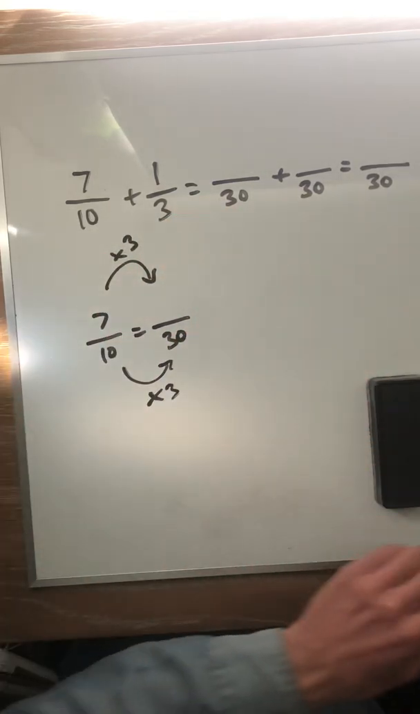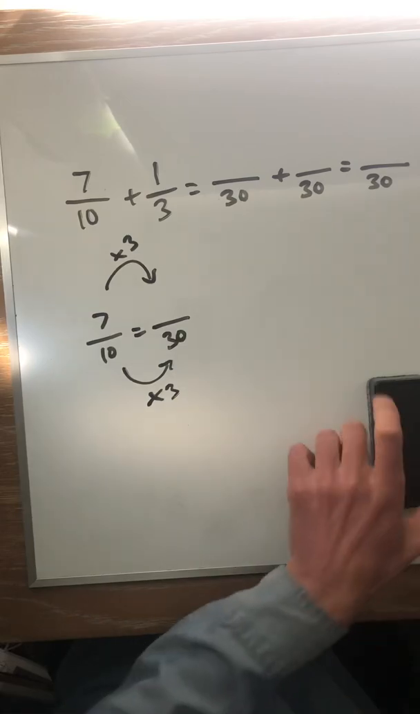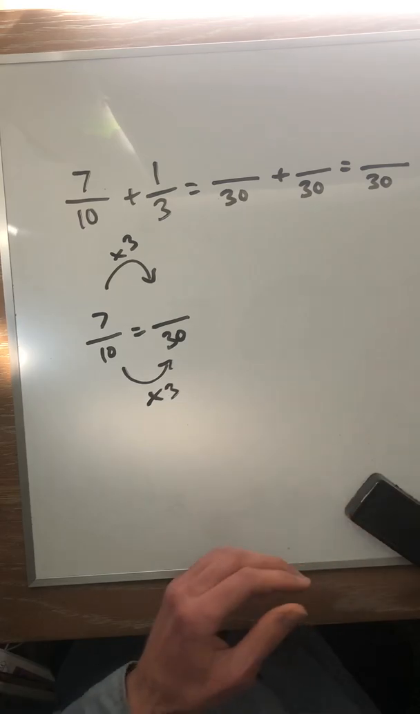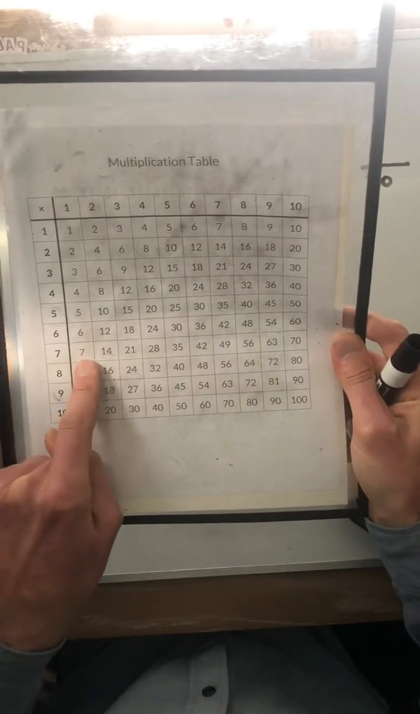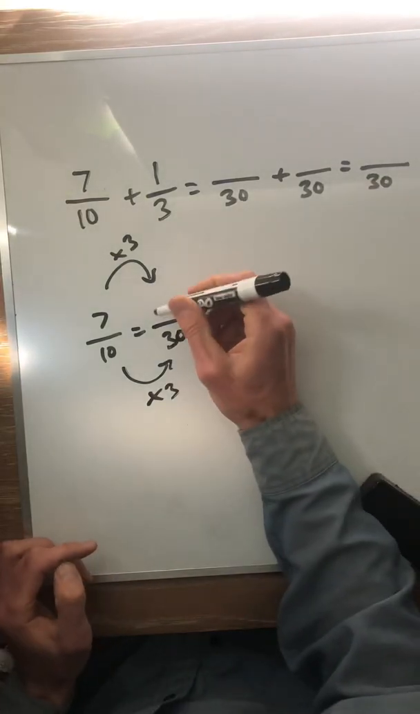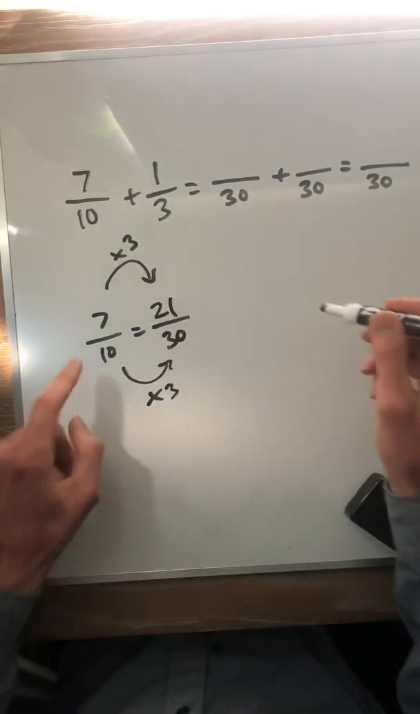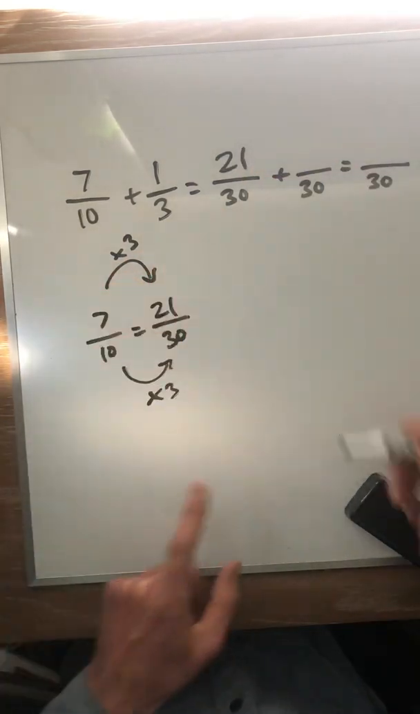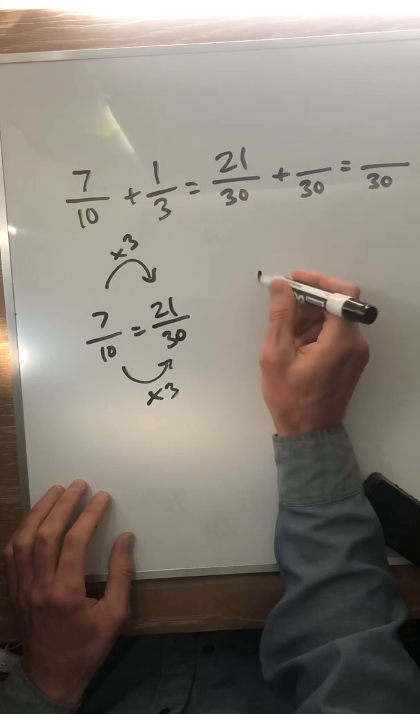What's 7 times 3? Hopefully by now you're getting comfortable just knowing these kind of answers. But you're not going to know all of them, so sometimes just look at this if you don't know it. 7 times 3 is 21. Okay, I solved the first part. 7/10 is 21/30. But what about 1/3? How many 30ths is that?